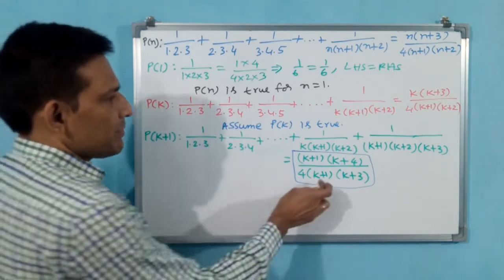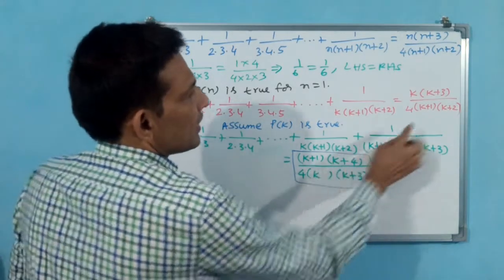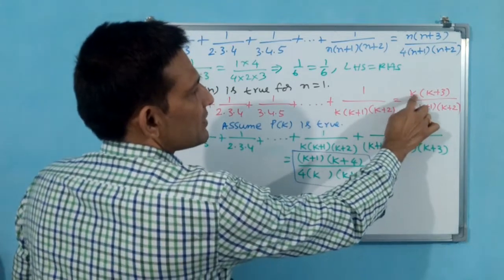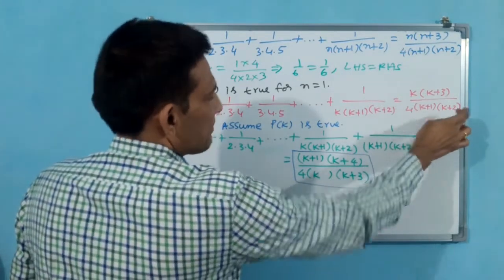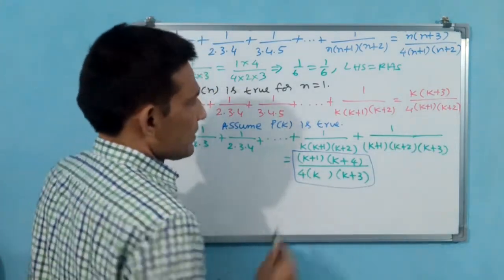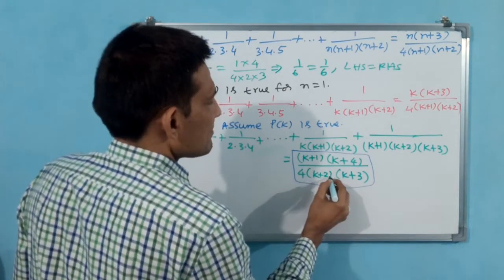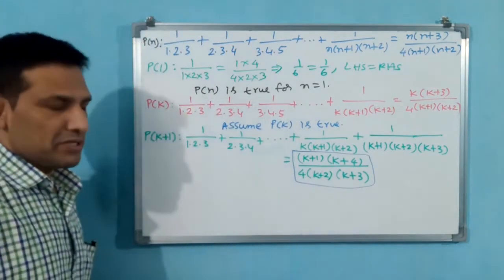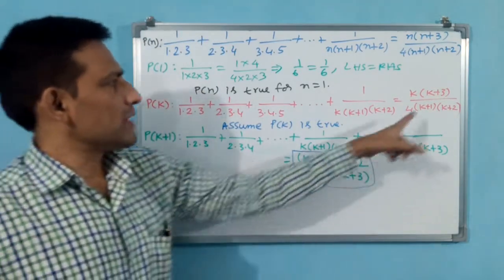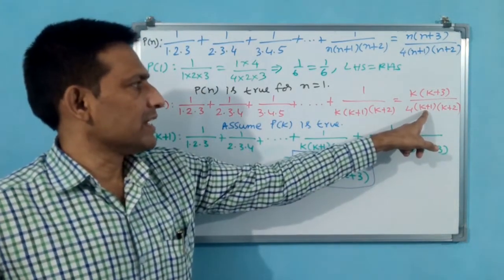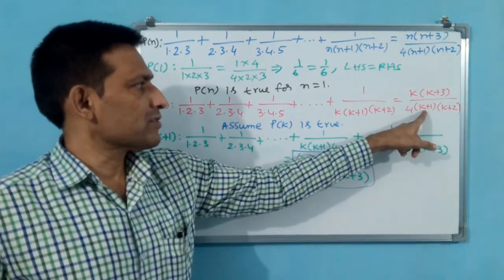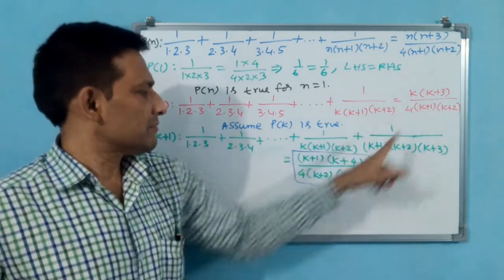No. Here k plus 2 has to come now. Why? Because see, already k plus 1 is there. K plus 1, k plus 4, k plus 2, k plus 3. K plus 2 will come here. Okay, I have made some mistake. K plus 2 has to come. Why? Because k plus 1 already is there. 4 into k, in place of k, k plus 1 will come. K plus 1 plus 1, k plus 2.